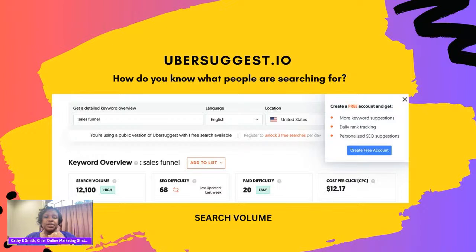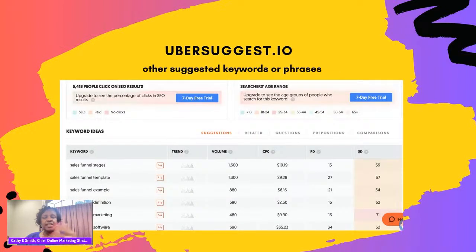Ubersuggest. Again, I put in the words sales funnel. It tells me the level of difficulty, how many people are looking for that, whether it's high, and then if I were to do an ad, mostly a Google ad, how much it probably would cost per click in order to do that ad. And then these are just related keywords, sales funnel stages. These are other titles that people are searching for.